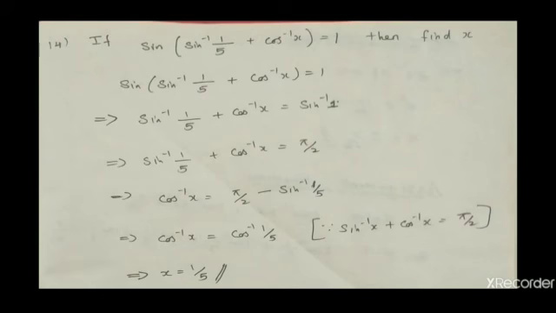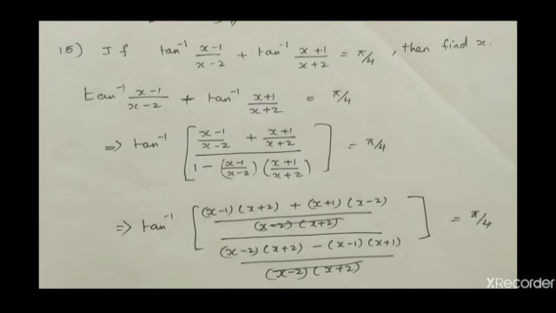Next question, if sin of sin inverse 1 by 5 plus cos inverse x is equal to 1, then find x. So firstly you bring sin to RHS, then it becomes sin inverse. So sin inverse 1 value is pi by 2. So sin inverse 1 by 5 plus cos inverse x is equal to pi by 2. Now bring sin inverse 1 by 5 to this side, to RHS. Pi by 2 minus sin inverse 1 by 5, which is nothing but cos inverse 1 by 5. So we get the value as x is equal to 1 by 5. So this is also a 1 mark question.